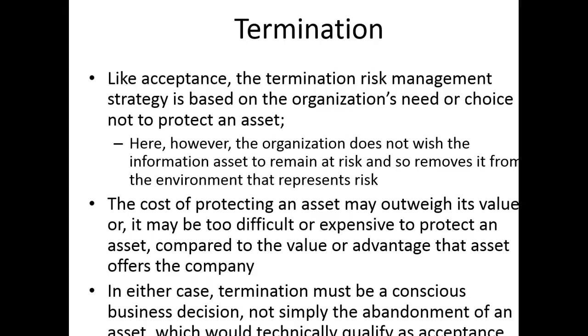The last strategy is termination. It's also like acceptance. Termination risk management is based on the organization's need or choice not to protect an asset. However, the organization doesn't wish the information asset to remain at risk, and so it removes it from the environment. So they may remove that software, or because the risk could be so high, they could remove the software, or they could just terminate that type of infrastructure that they have.